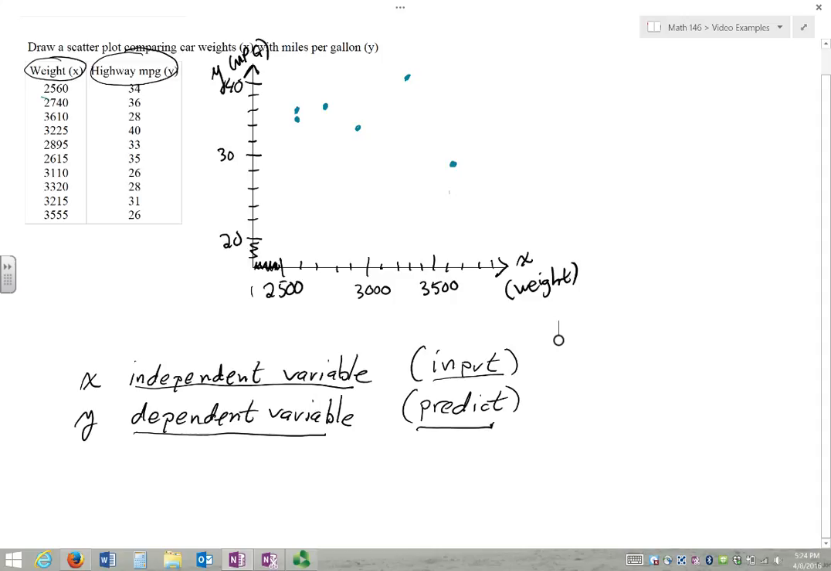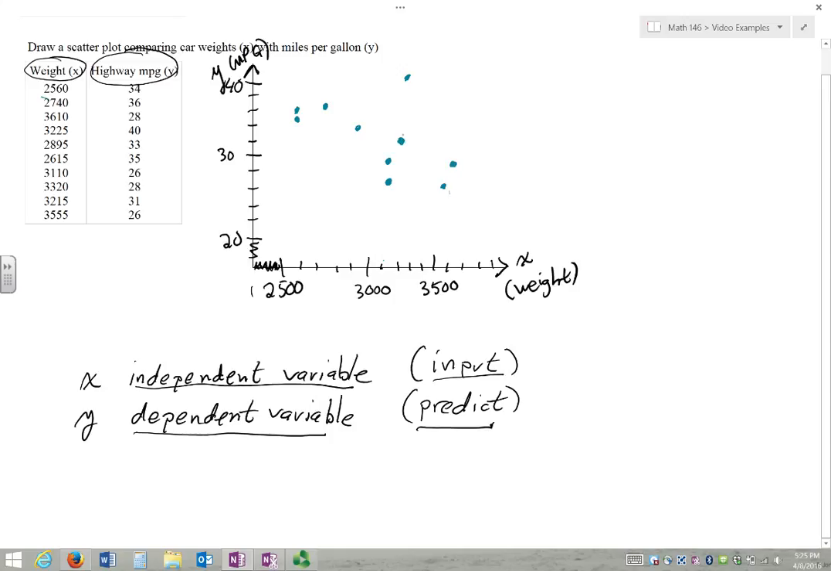Okay, it's 1, 2, 3, 4, 5, 6. We've got 4 more to go. 3,110 and 26. 3,320, 3,200, 3,400, 33, and that's 28. 3,215, 31, and 3,555. 3,500, well, we didn't need to go all the way up to 4,000 here, I guess, but anyway, 3,500, this is 3,600, so it's going to be roughly in the middle here, and that's going to be 26.